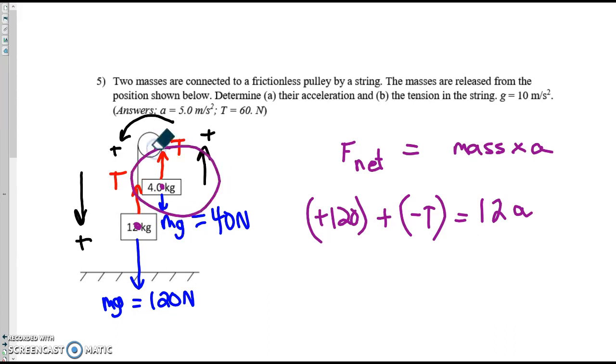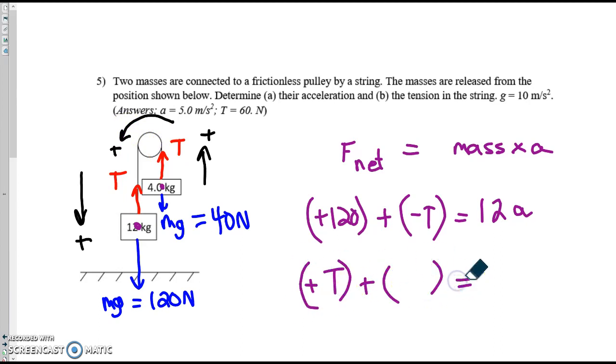Turning to this object, we have tension pulling in the direction of motion. It's pulling along this way, so that makes it positive T. And the other force acting is mg. That's pulling against the motion, so it's negative. The mass of the second block is 4, and it has the same acceleration a. These 2 objects have the same value because they're connected.